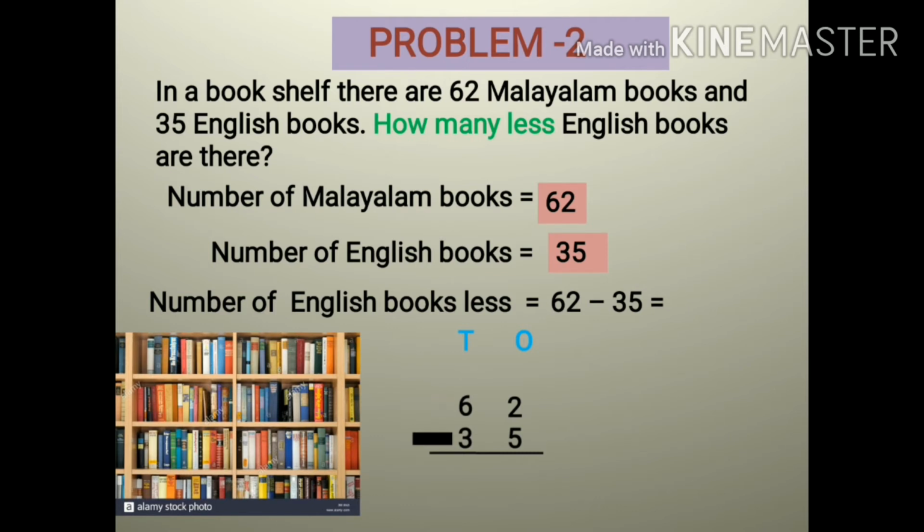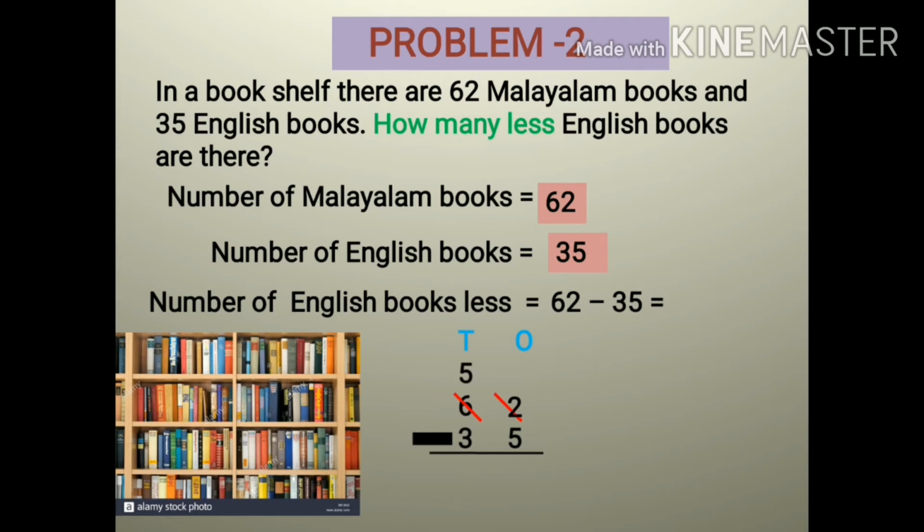From 2, can you take away 5? No. So, what do we have to do? We have to regroup the number. So, how to regroup the number? Take away 1 ten from the tens place. There are 6 tens here and so you take away 1 ten and you have 5 tens left.